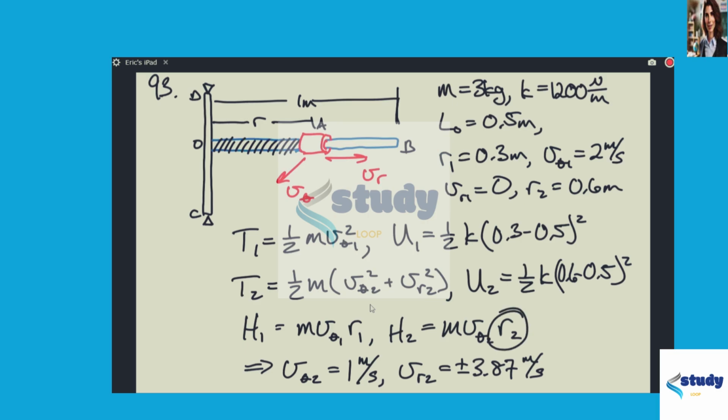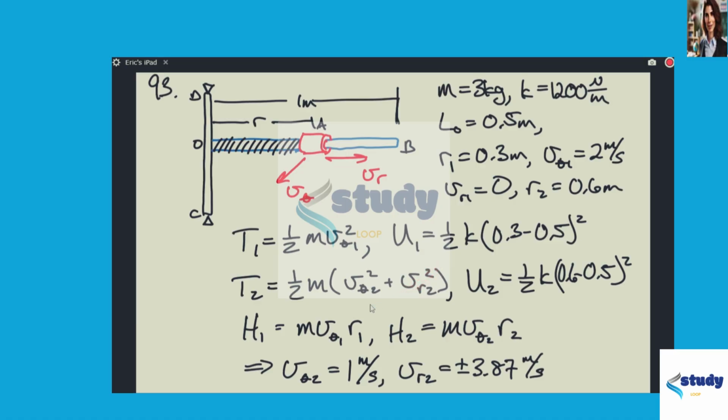So R2 is this value, and it's also in here. So we need to set that as a variable now. And then we know at the maximum distance, the velocity Vr is going to be 0. So then this value becomes 0.